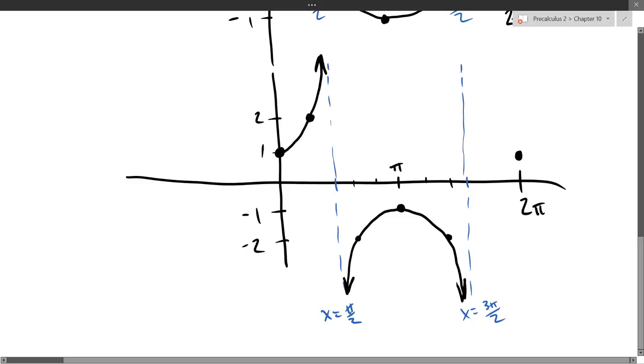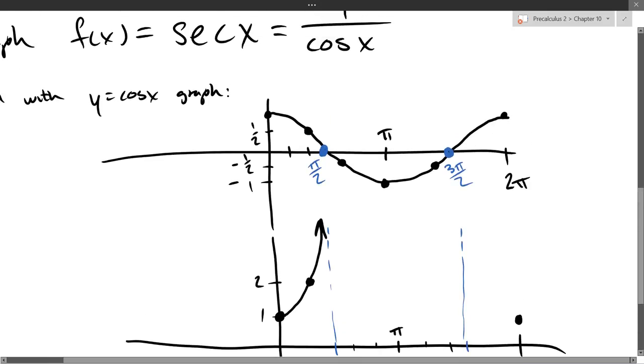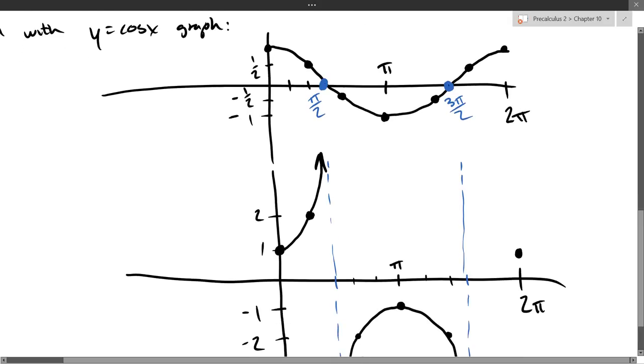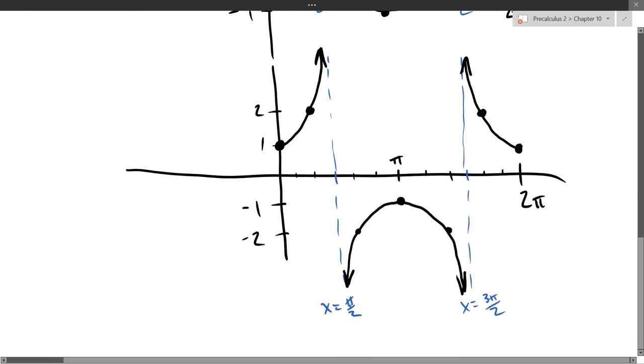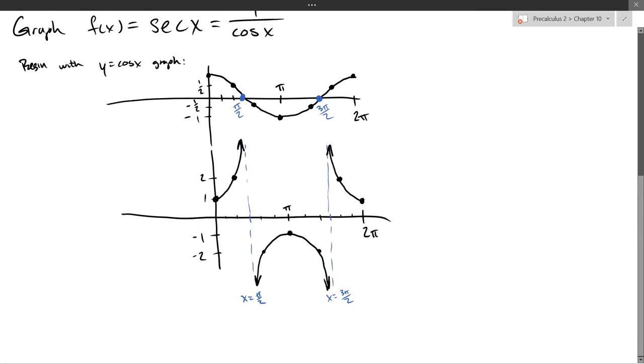So from here, you should be able to see how to draw the last part of this period right here, the last quarter of the period. So go ahead and draw that out. And you can, of course, use the other 1/2 value right there, reciprocate it to 2. So you can do that also. That graph looks pretty nice, actually. Nice smooth curves. So this is one period of secant right here. This is one period of secant.